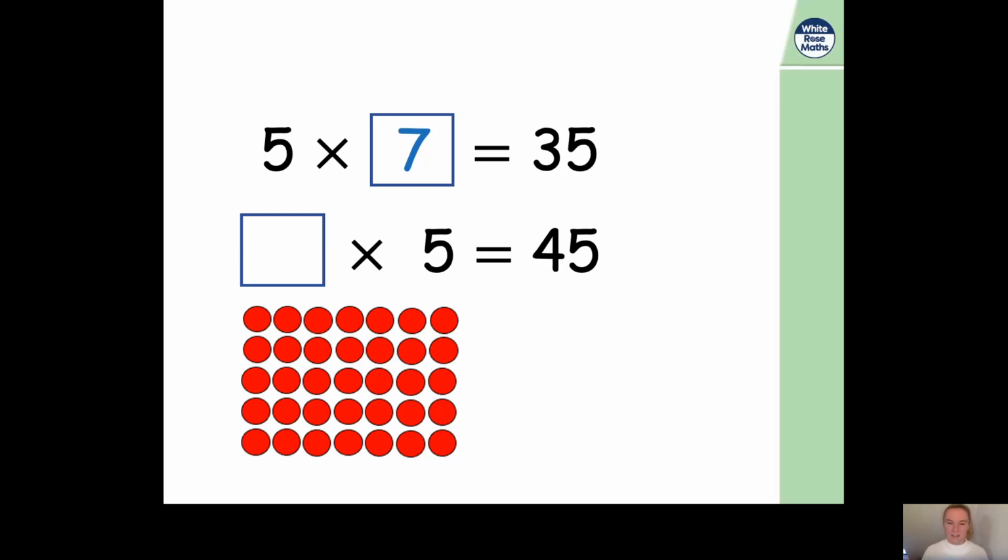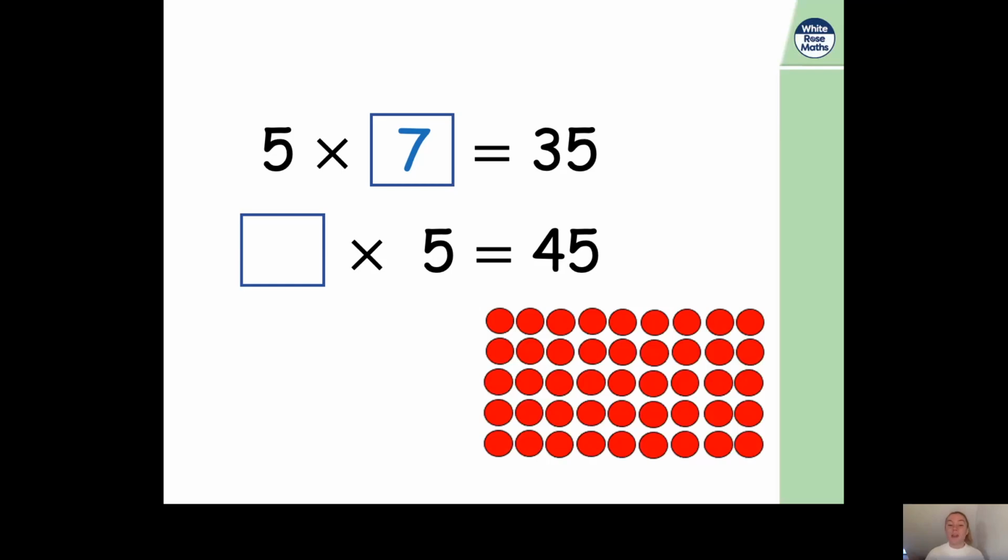Okay, year 2. So let's count together. We need to get to 45. Are you ready? 5, 10, 15, 20, 25, 30, 35, 40, 45. Stop! How many steps did we do? Yes, we did 9. And you can draw an array to help you. So look, it has 9 columns with 5 in each. So there you go. 9 multiplied by 5, or 5 multiplied by 9 equals 45.